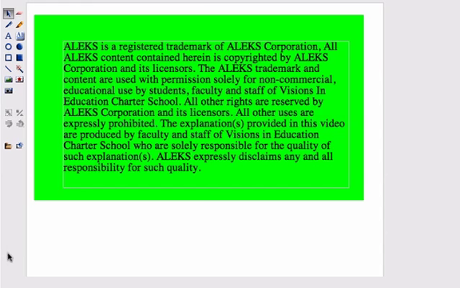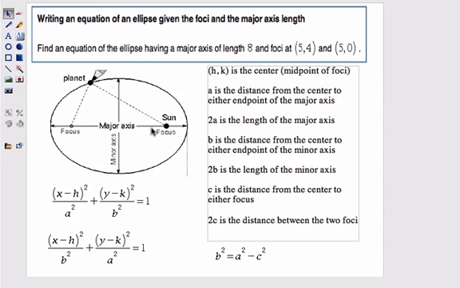Writing an equation of an ellipse given the foci and major axis length. All right, for these problems, you're going to be given the major axis length and the foci. So the first thing you're going to need to determine is which of these two equations you want to use.